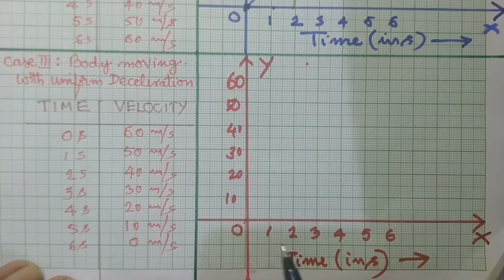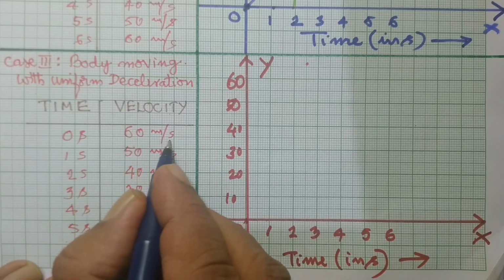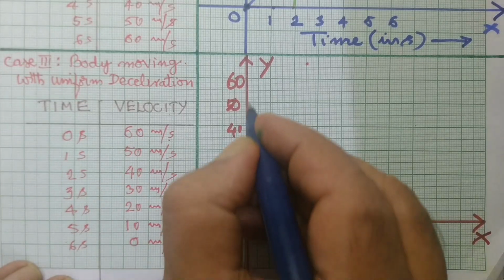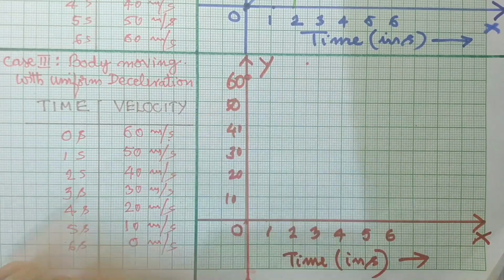Already in mathematics also you have learnt it. Let us see. Now for 0 second on the x-axis, this is the 0 second on the x-axis like this. That is representing 60 meter per second on the y-axis. Means you have to go like this, like this, like this. For 0 second we are getting 60 meter per second. Means this is the graph point.